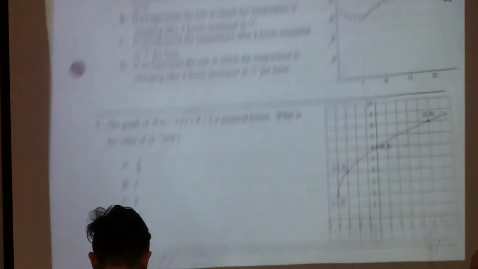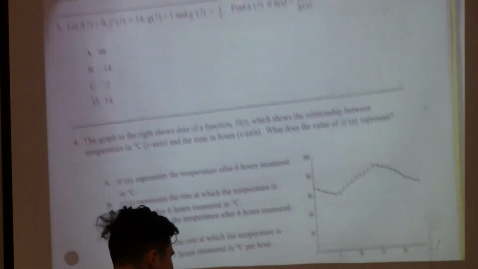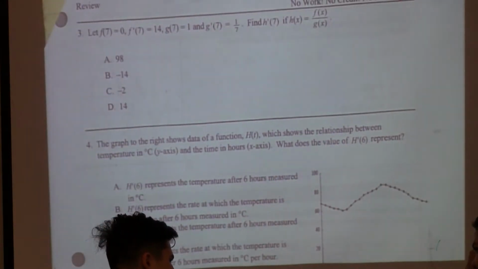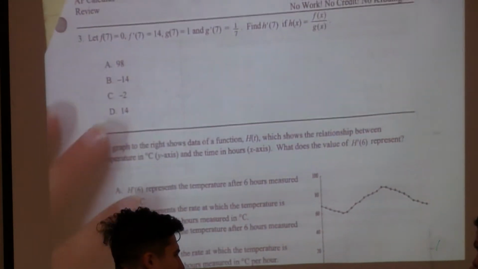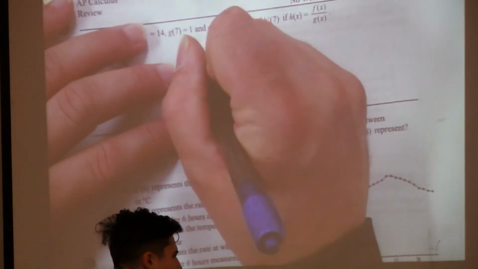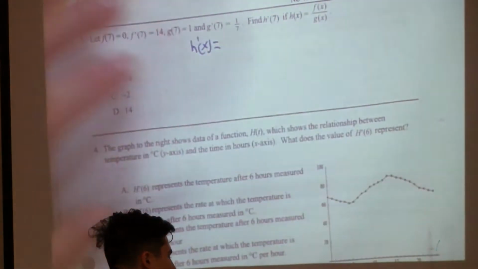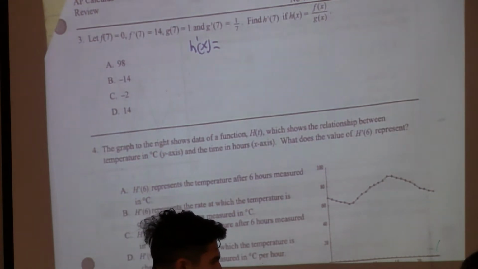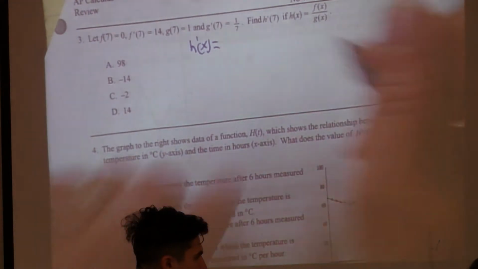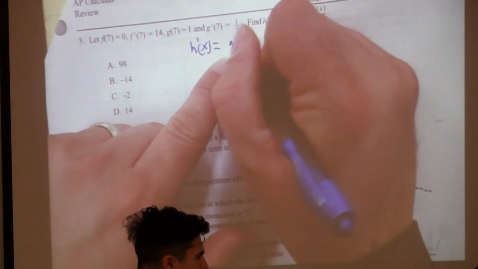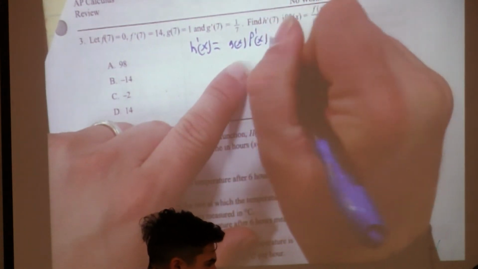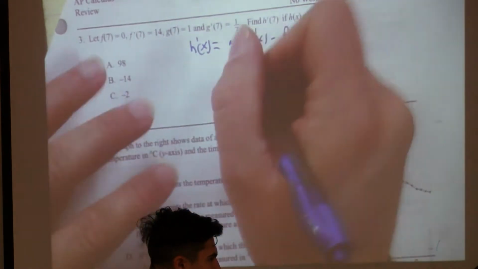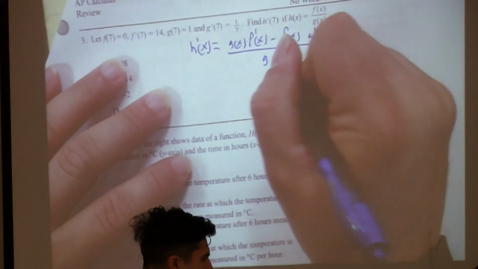Okay, test taking strategies. Number 3. They give you all this information and then they want to know h prime of 7. So in order to find h prime of 7, I first need who? I need h prime, right? So how would I get h prime if I have the division of 2 functions? Quotient rule, right? Yes. So low d high, f prime of x, minus high d low, g prime of x. Alright. Over g of x squared.